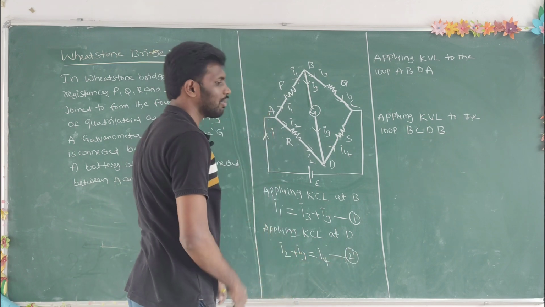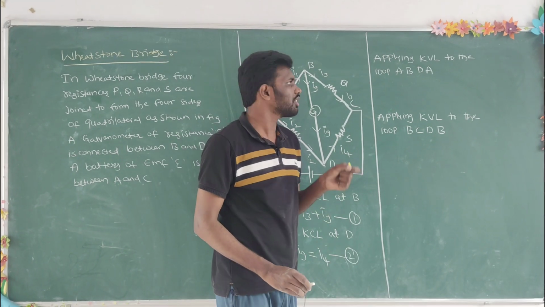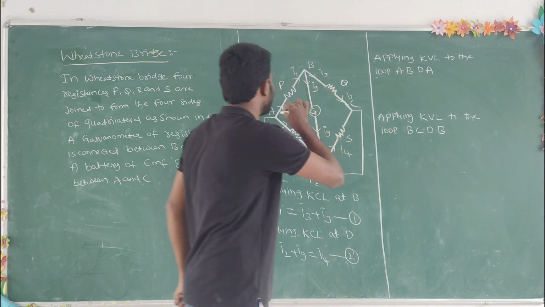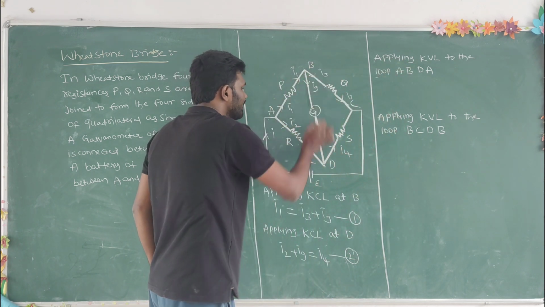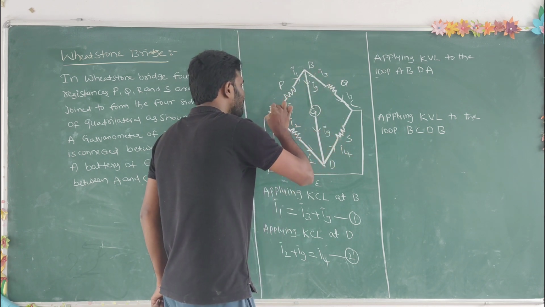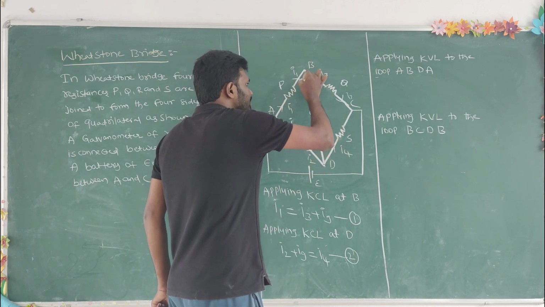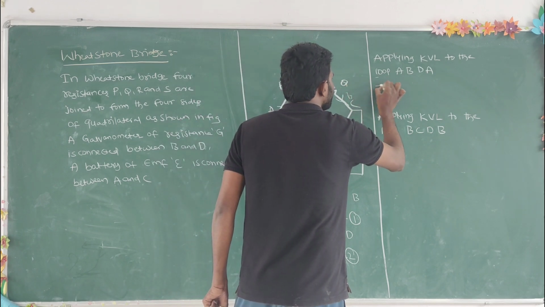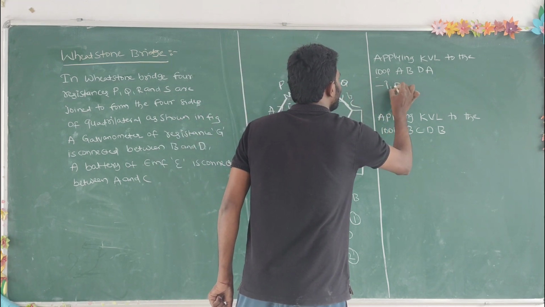Next we will apply Kirchhoff's voltage law. Kirchhoff's voltage law we apply to the loops. Any closed loop we can take. I am taking the closed loop A, B, D, A. So from A to B, we apply Kirchhoff's loop law. I am moving in the same direction of current across the resistor, so the potential difference is taken as minus I1P.